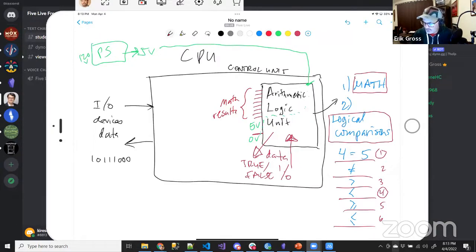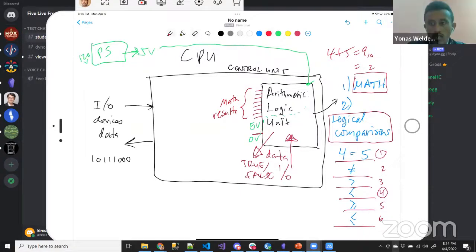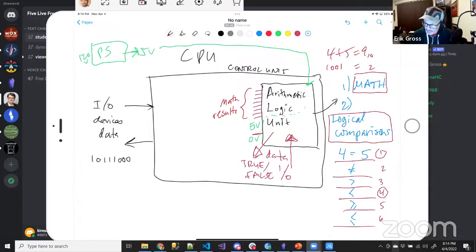If the answer to something was like 4 plus 5, well, in binary, anybody know what that looks like? It's 9 decimal. What does that look like in base 2? 1, 0, 0, 1. Absolutely. That's 1 eight, no 4s, no 2s, 1 one. Good. So it's 1, 0, 0, 1, base 2.